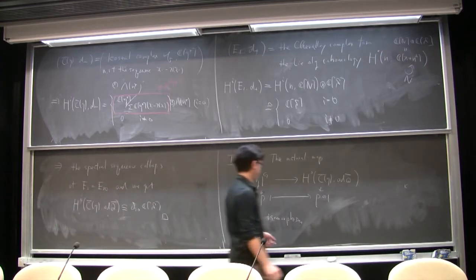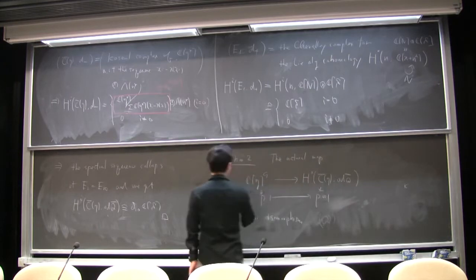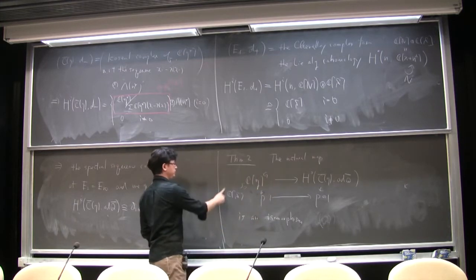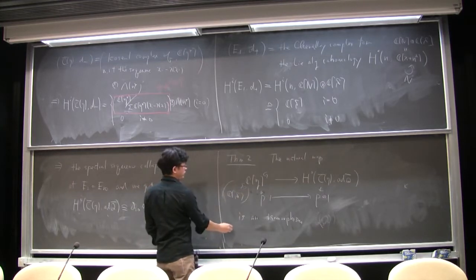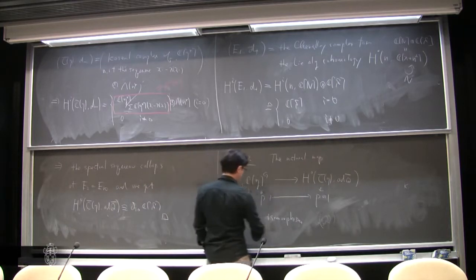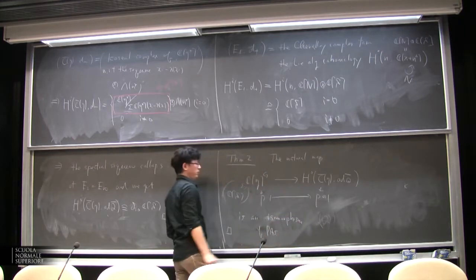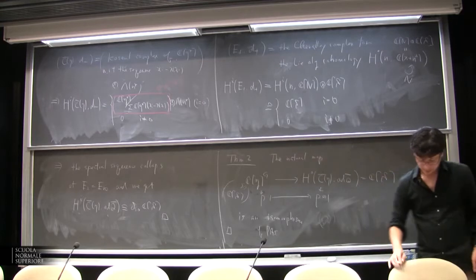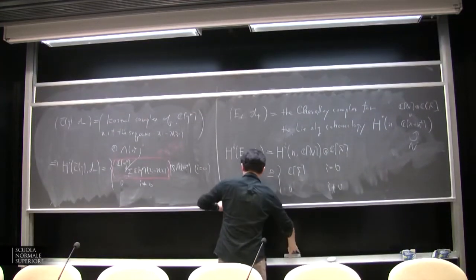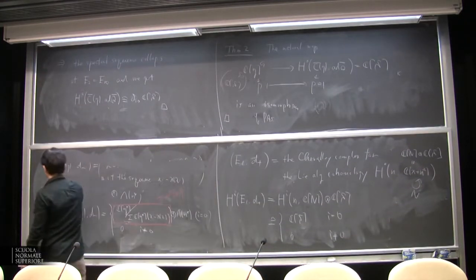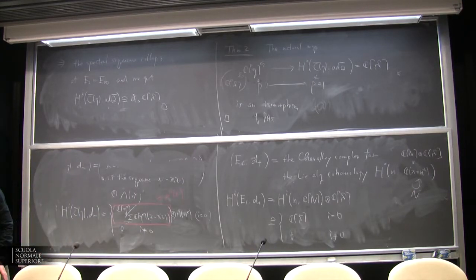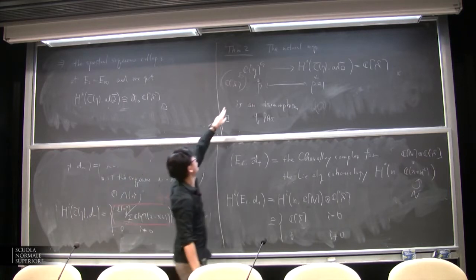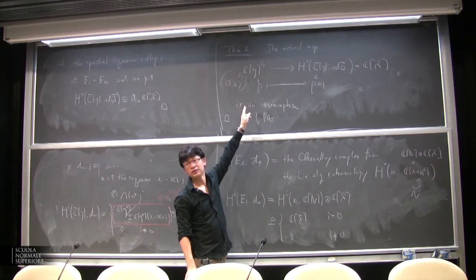Now this is immediate from the previous proposition, with the fact that the restriction map gives an isomorphism. So this map coincides with this map. So in conclusion, this is an isomorphism of Poisson algebras. So the Poisson structure here is unfortunately trivial. So this is a trivial Poisson algebra.